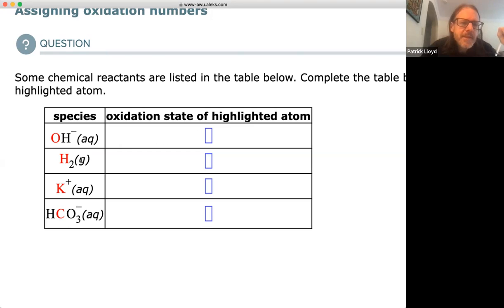Very simple. There's a rule about elements, right? H2 is an element, right? It's one of the 7 diatomic elements. So elements are 0. So there's your rule right there. So that would be 0.